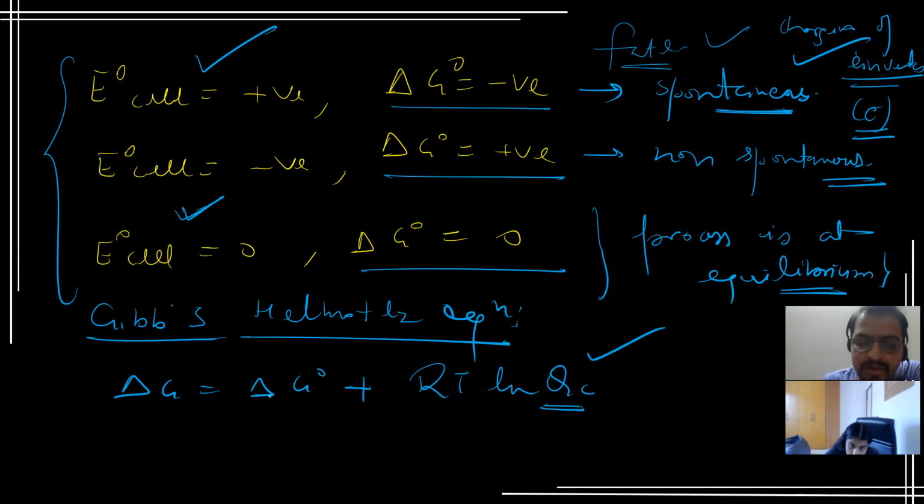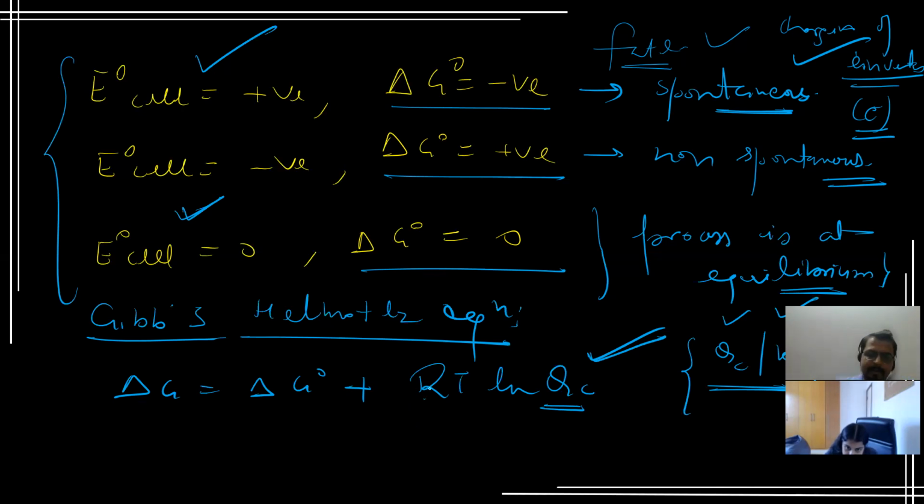Okay, I would also like to ask one more question. Have you read the equilibrium chapter, chemical equilibrium? Yes. Okay, so I think you might be aware about QC and KC, reaction quotient and equilibrium constant. Can you say the equation again? Delta G is equal to delta G naught plus RT ln QC.